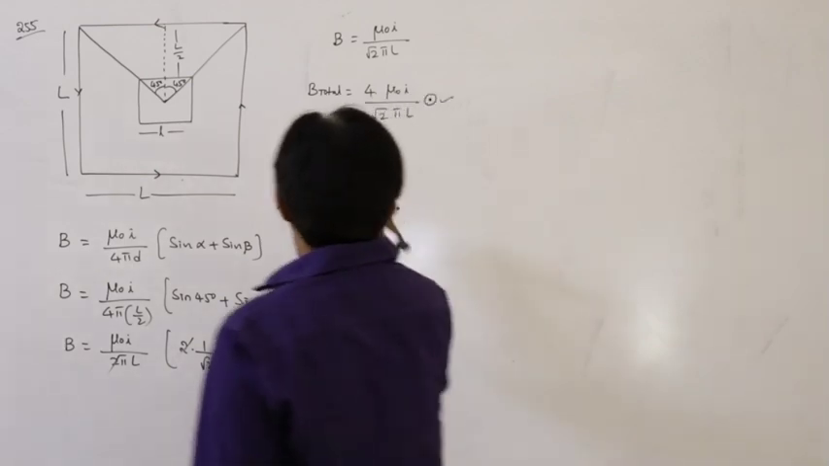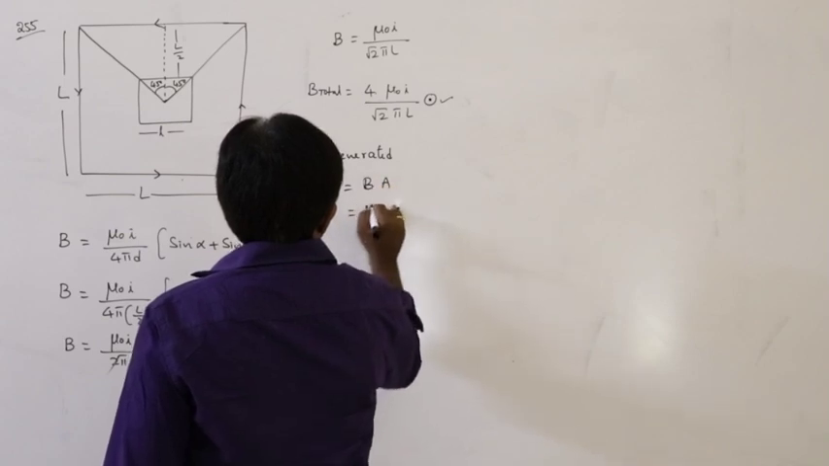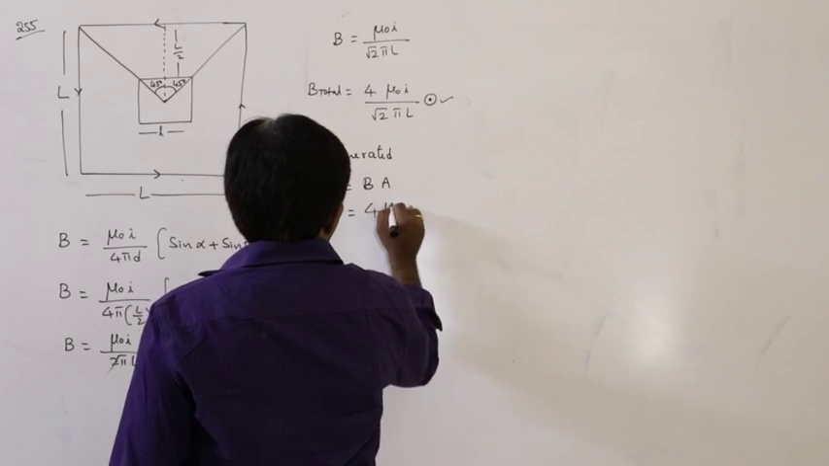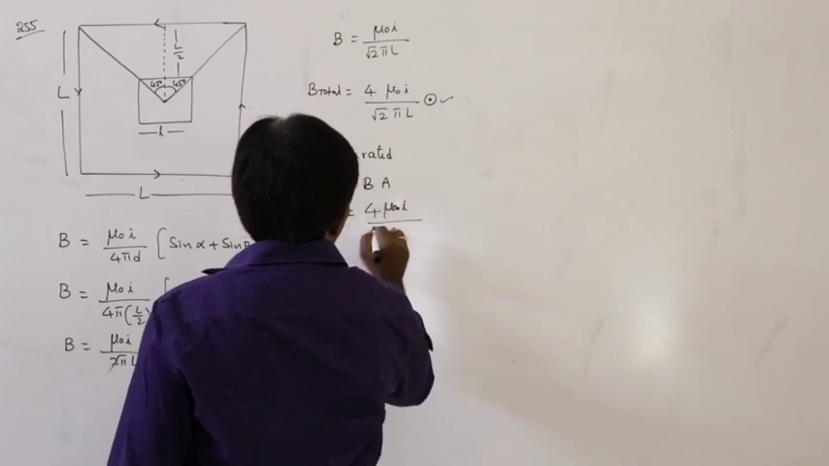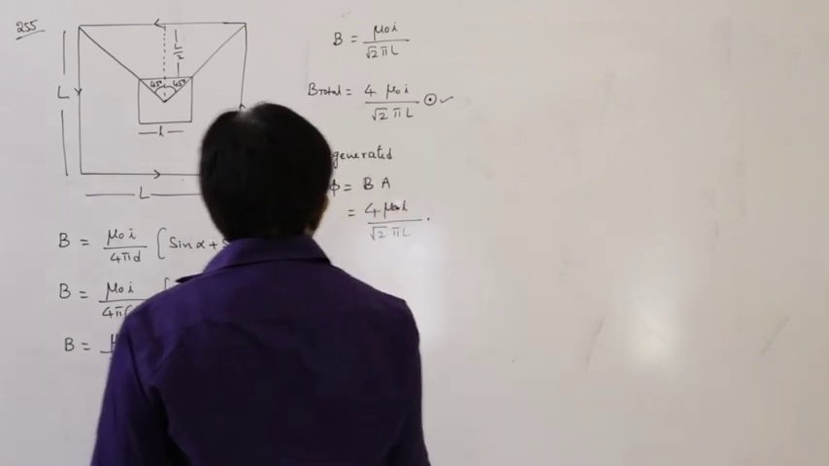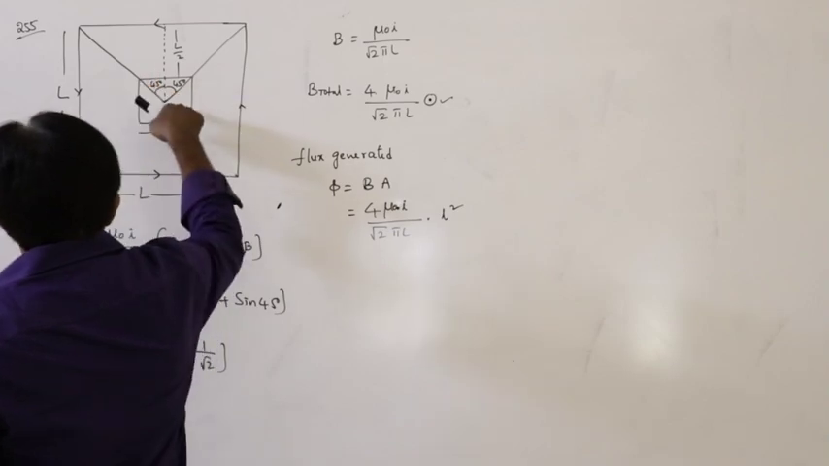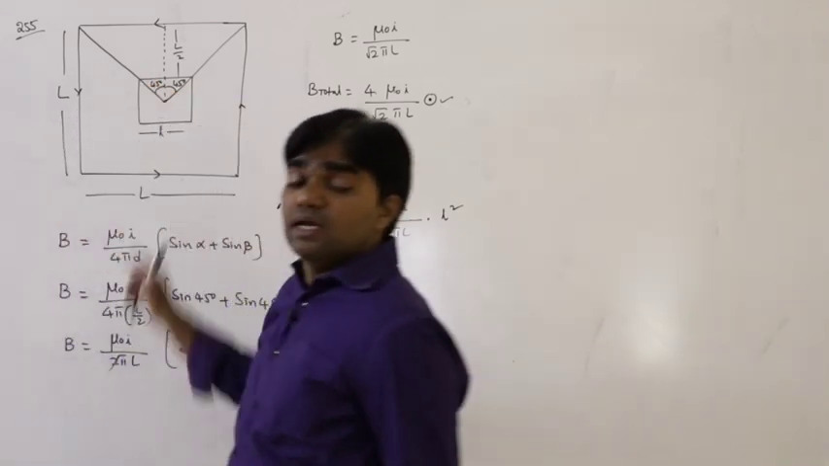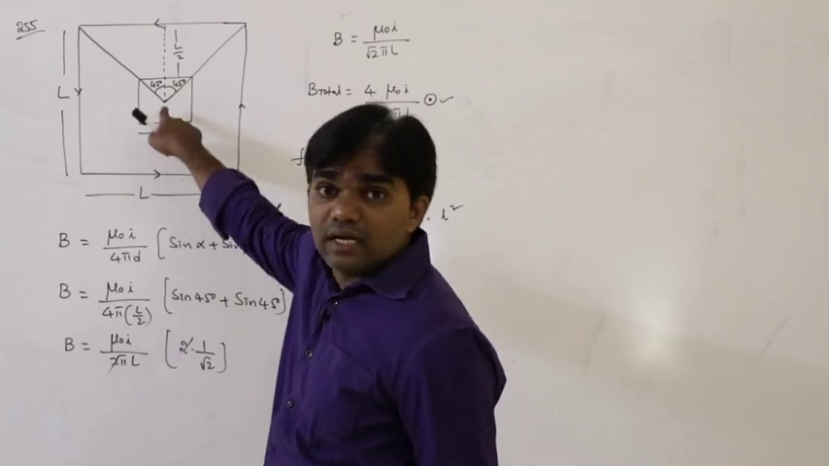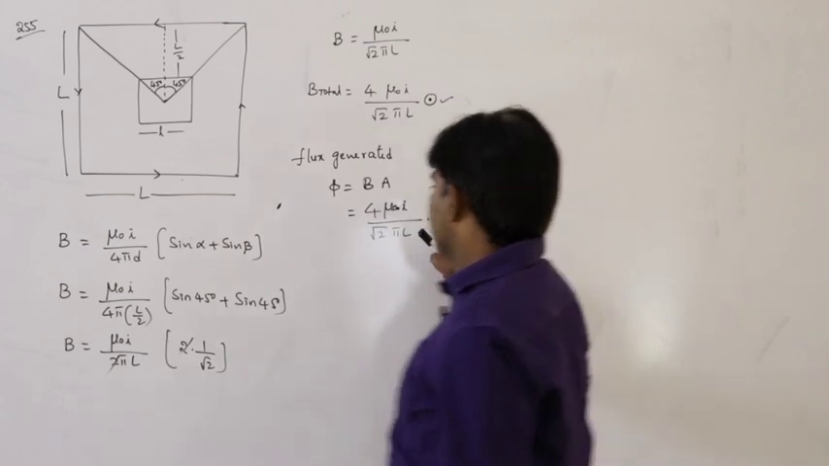Next, flux generated. Flux formula is B into A. B is 4 mu naught I by root 2 pi L, into area, which is L square. So, what is the area? Where we have to find out the flux? At the secondary coil. What is the length of the secondary coil? L. Secondary coil of length L, so the area of that coil is L square, that is phi.